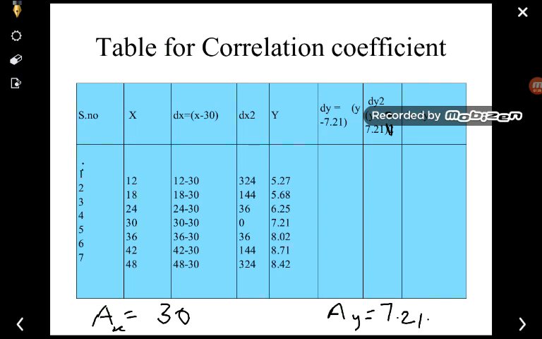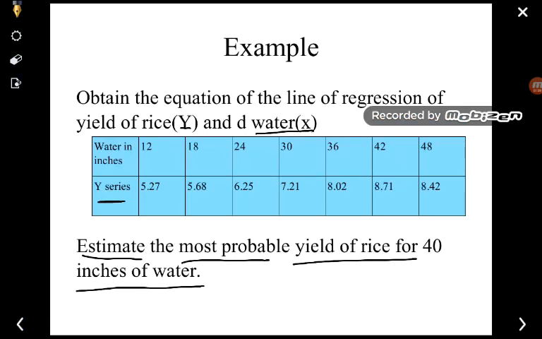The serial number, that is 1, 2, 3, 4, 5, 6 and 7. Here how many data are there? 1, 2, 3, 4, 5, 6, 7. Seven data are given. Therefore the serial number will go up to 7.